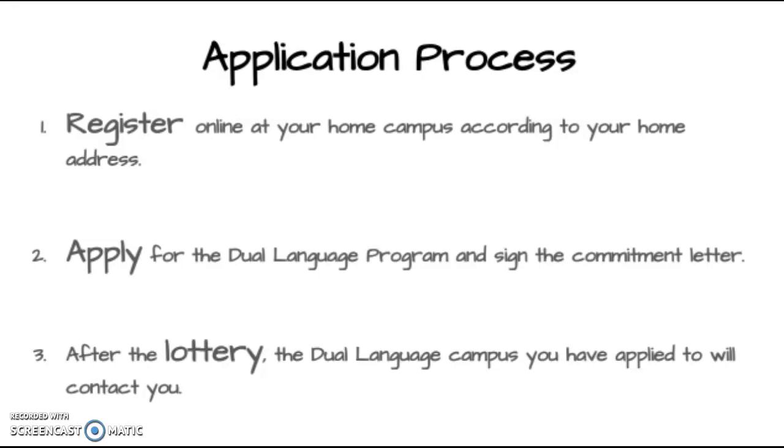In the event that the number of non-English learner students exceeds the available seats, a computer-generated lottery will be held at the end of April. After the lottery, the dual language campus you have applied to will contact you.